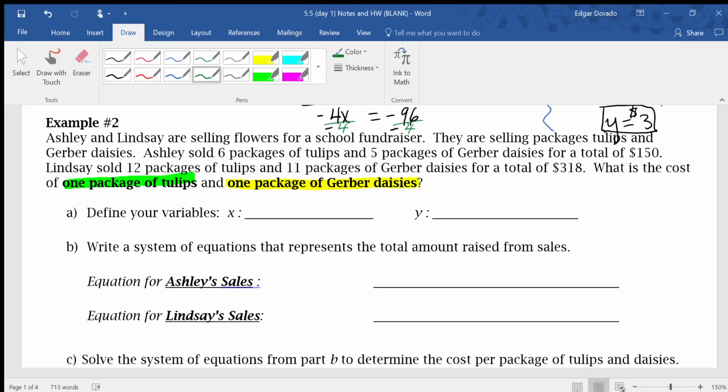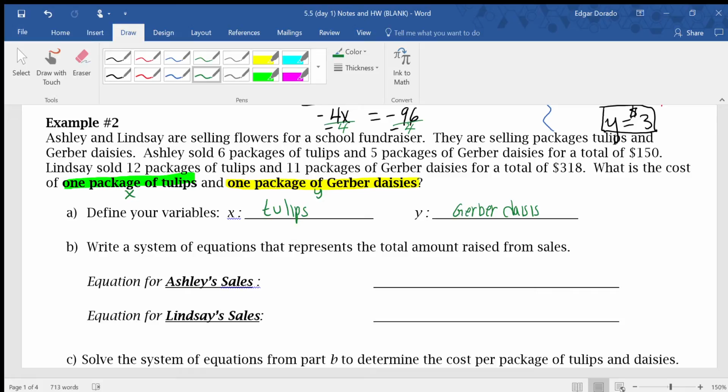So right away I can tell what my variables are going to be. We'll go ahead and call this one my x, this one my y. So my x is tulips and my y is Gerber daisies.